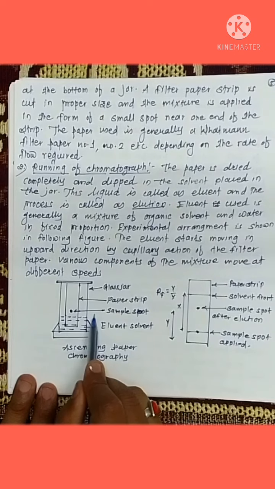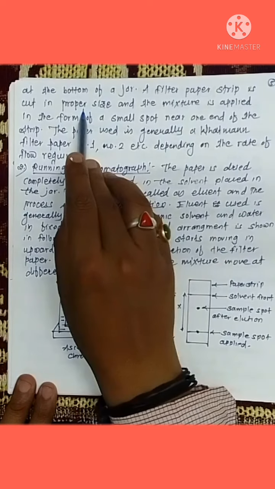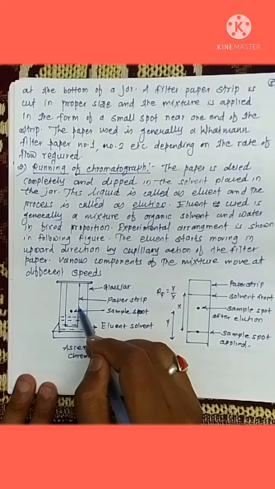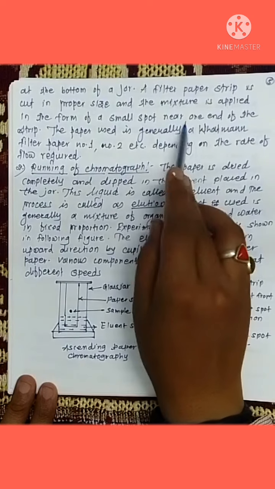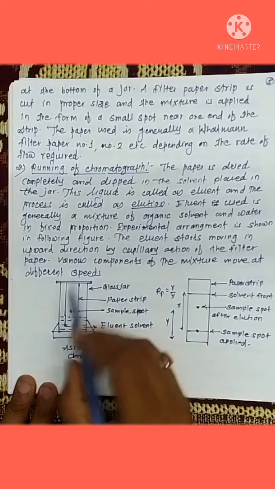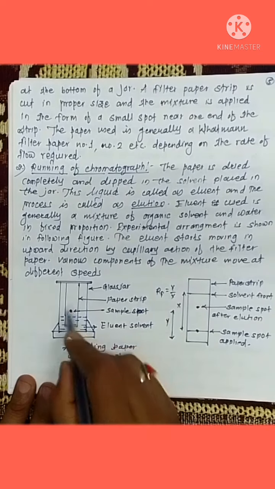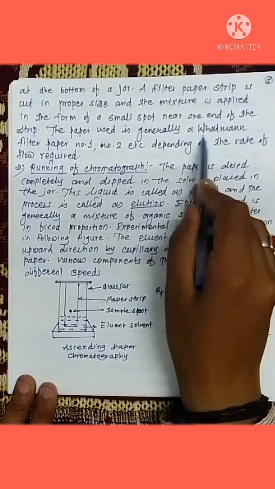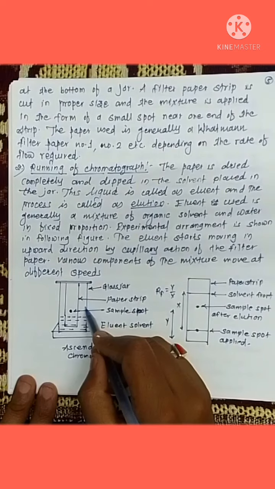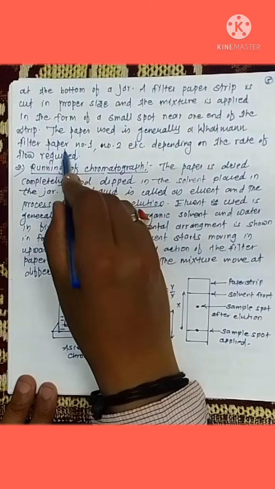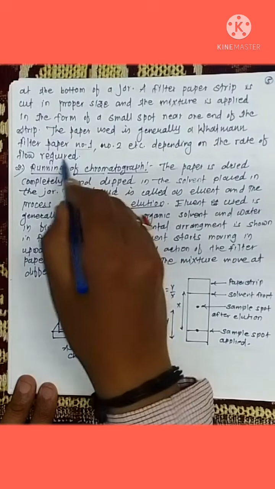This is a Whatman filter paper on which the spot is applied. A filter paper strip is cut in proper size. So it is talking about this filter paper. The mixture is applied in the form of a small spot near one end of the filter strip. So the mixture is basically applied on your filter paper. The paper is generally a Whatman filter paper. It is not an ordinary filter paper. The filter paper generally used in paper chromatography is a special filter paper known as Whatman filter paper number 1 or 2, depending on the rate of flow required.